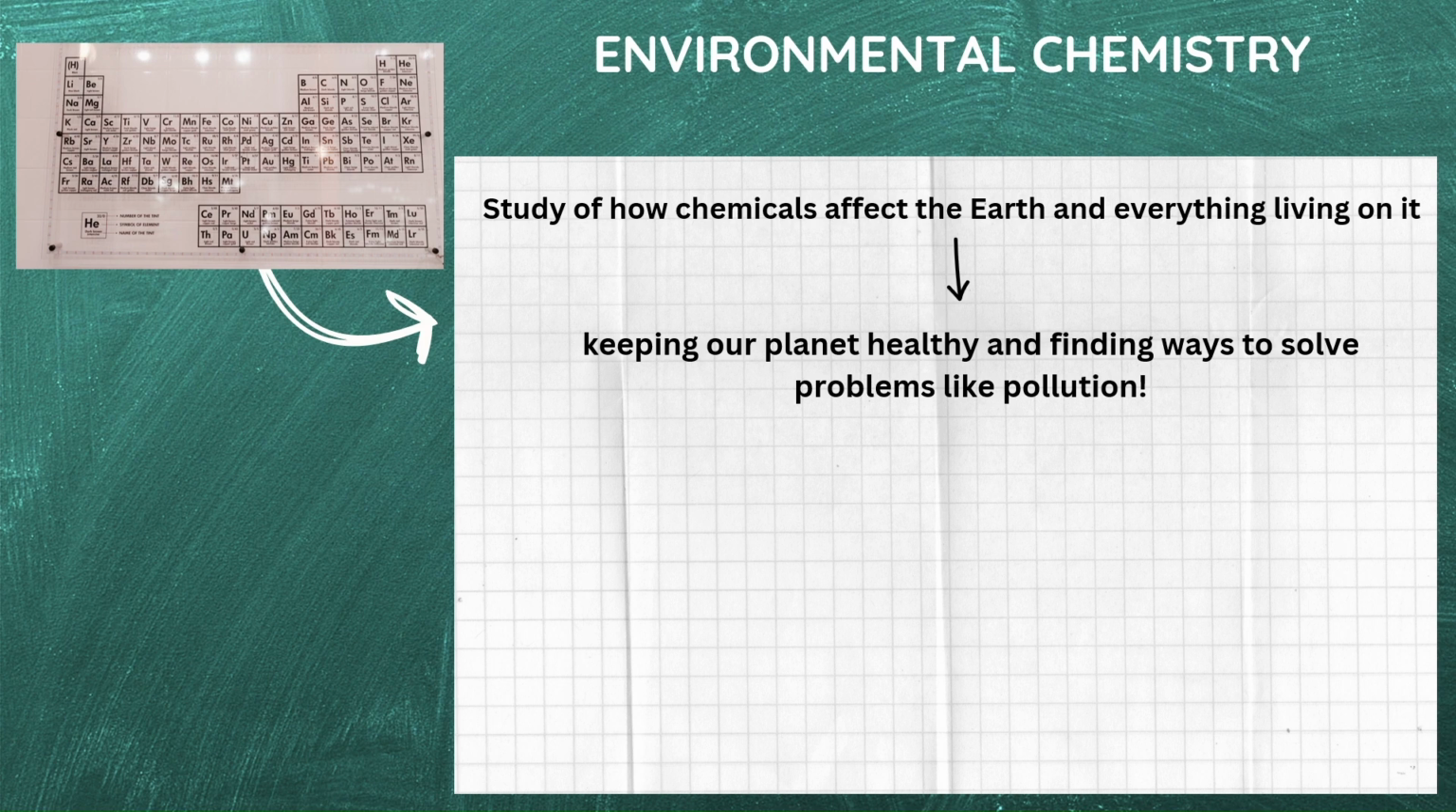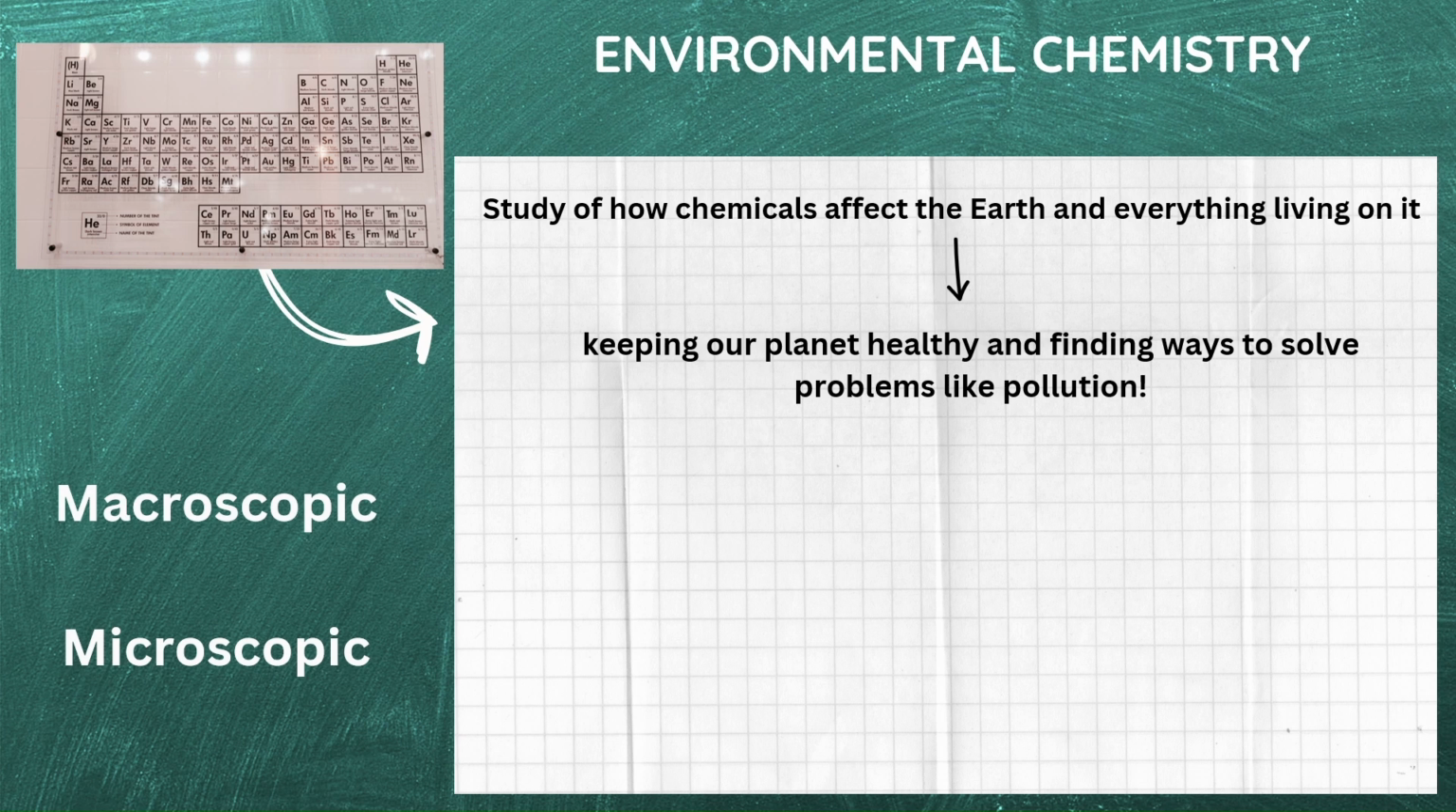Now, there are two major levels on which environmental chemistry acts, or the things that it studies. The two levels are macroscopic, or the larger level, a bigger picture of the entire environment of the earth, and the second one is the microscopic level of our environment.